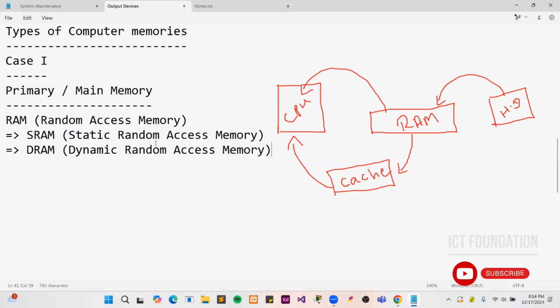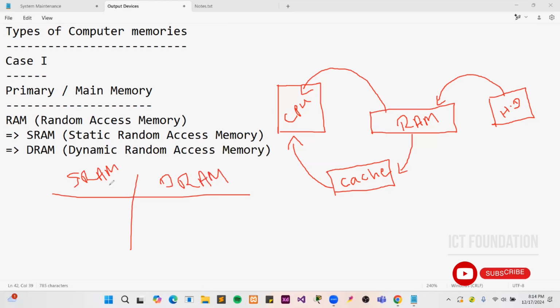So SRAM and DRAM, these are the two types of RAM we have. These types of RAM have some differences as well. First, before that, I am putting it in a table here. First one, SRAM, I am typing here, and here I am typing DRAM.